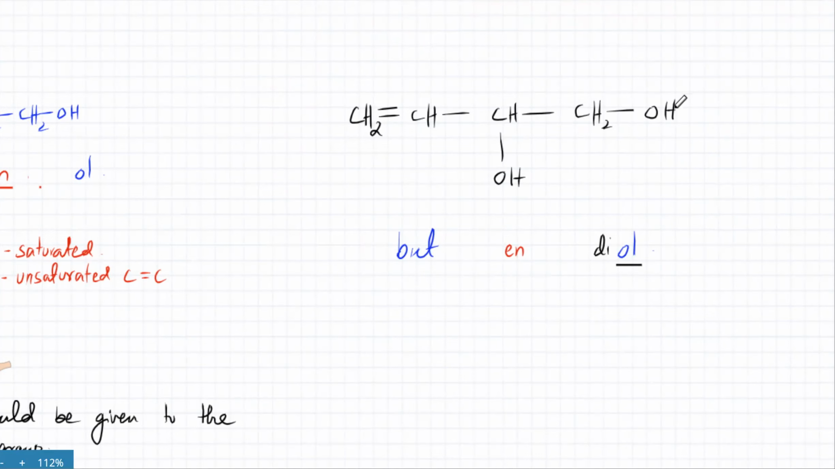Should I give the smaller number to OH? Should I count from this side or should I count from the other side and give a smaller number to the double bond? So that is determined by the precedence order. Some groups are more important. So the point is you pick the highest precedence group.